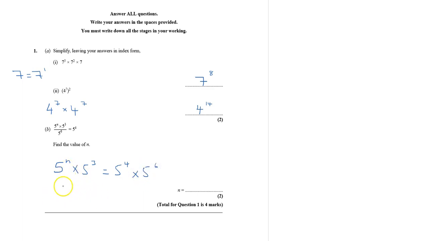Now, if we simplify the indices, this becomes 5 to the power of n plus 3 is equal to 4 plus 6 is 10, so 5 to the power of 10. And then if 5 to the n plus 3 is equal to 5 to the power of 10, that means that n plus 3 is 10, therefore n is 7.